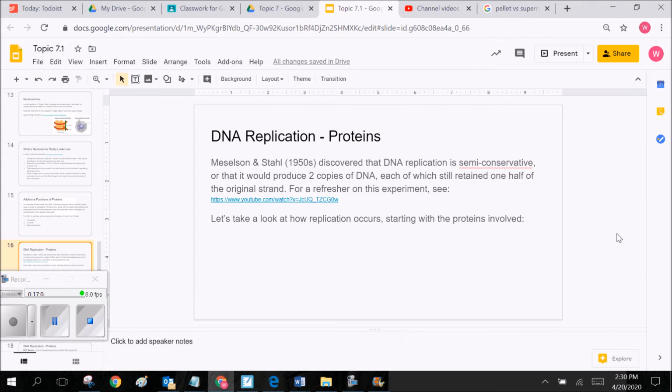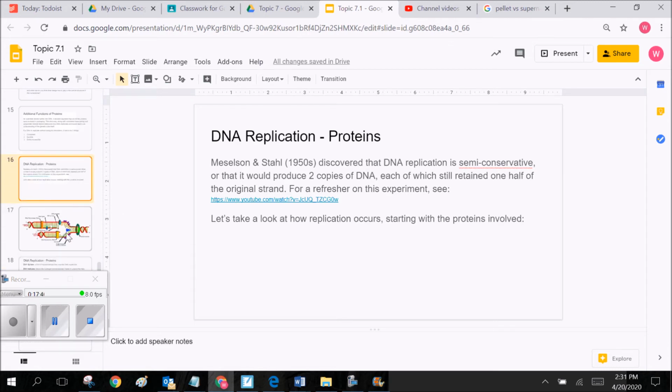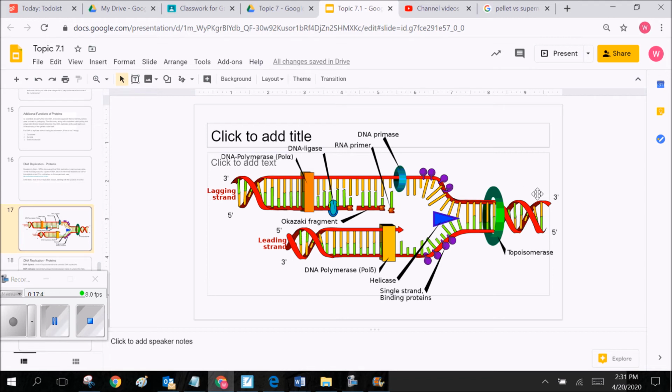So Meselson and Stahl in the 1950s, you can tell there's a lot of DNA research happening in the 1950s. They came up with this model of DNA replication, how it occurs, called the semi-conservative model. Now that does not mean that it goes out and it votes for moderates or for Republicans. It means that the DNA replicates itself in such a way that is super efficient and requires very few resources. So let's go ahead and take a look at DNA replication and how it manages to do this in a semi-conservative fashion. So this is what DNA replication looks like.